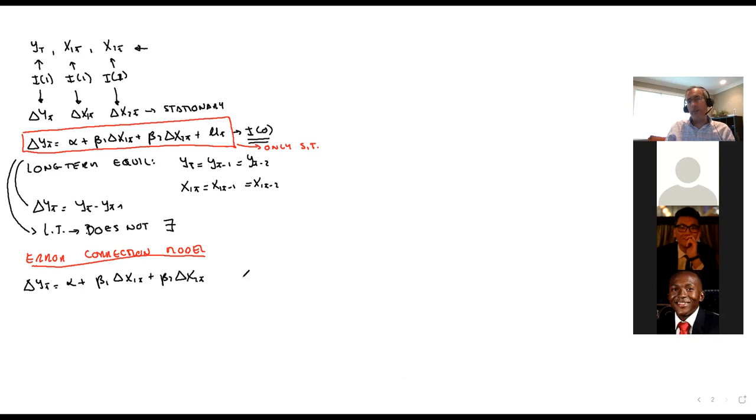So up to here, everything is a short-term degree. Everything here is I0, so I can use my usual techniques that we have been learning in class. However, what I will add is a beta 3 times yt minus 1 minus gamma 0 minus gamma 1 x1t minus 1 minus gamma 2 x2t minus 1, plus my error.